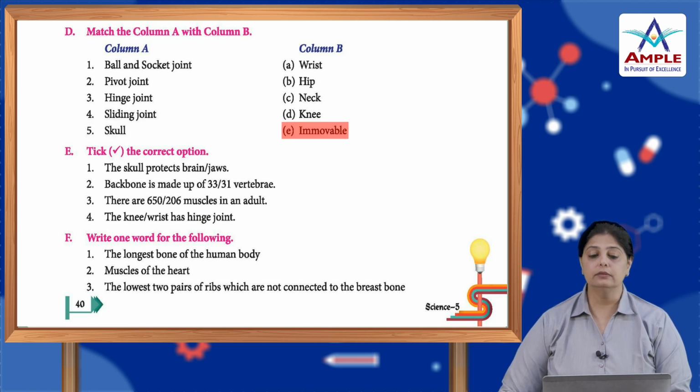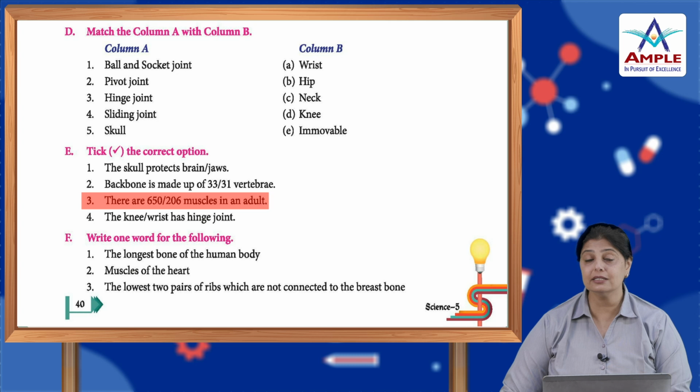Now, take the correct option. The skull protects the brain or jaws? The brain. Backbone is made up of 33 or 31 vertebrae? 33. There are 650 or 206 muscles in an adult? It is 650. The knee or wrist has a hinge joint? It is the knee.